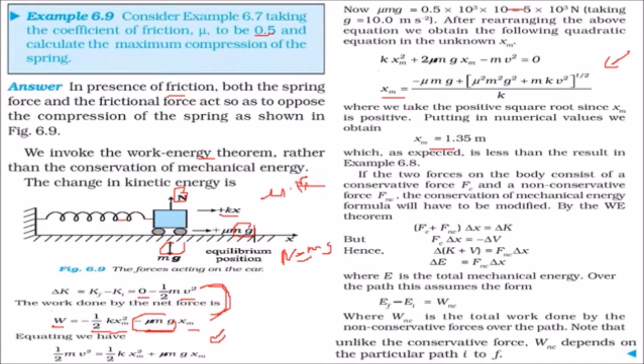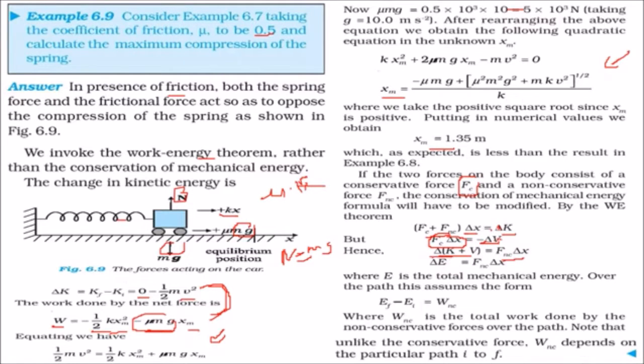So if two forces act on the body, they consist of a conservative force Fc, C for conservative force, and a non-conservative force FNC, NC for non-conservative force. The conservation of mechanical energy, we can modify by putting Fc plus FNC both together into delta x as delta K. But we know that in the case of a conservative force, Fc into delta x is minus delta V, which we have already seen. Now just compare and add these two, we get delta K plus V is FNC delta x.